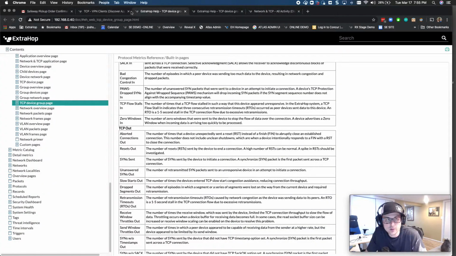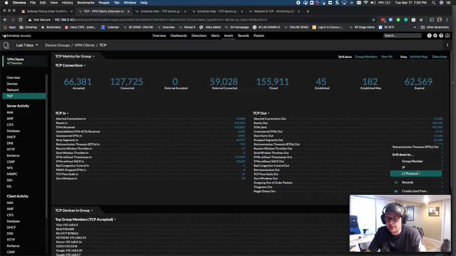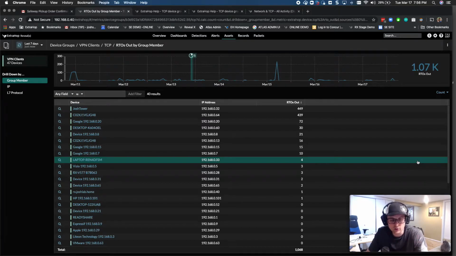Let me go back to where I was. Perfect. So I can look at the retransmission timeouts here, 1068, and I can drill down by group member, IP, or layer 7 protocol. So I can see the application that's using it. Is it using VMware View? Is it using Citrix? Is it using a critical application that I need to know about that's sending those RTOs? Then I can go and see who the clients are, who the group members are.